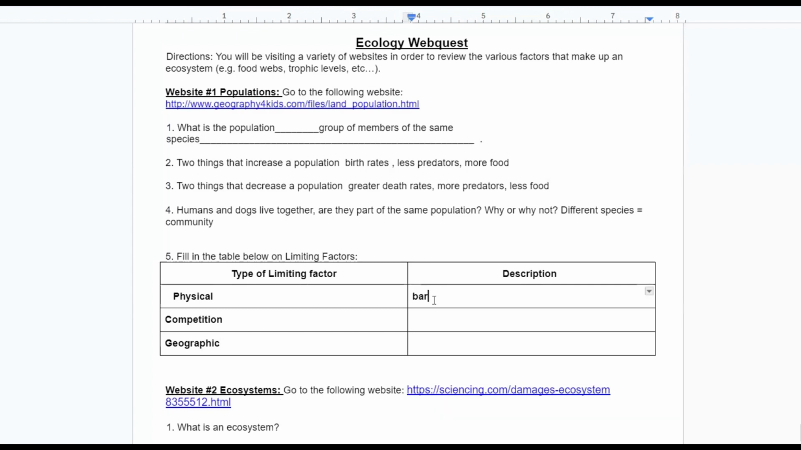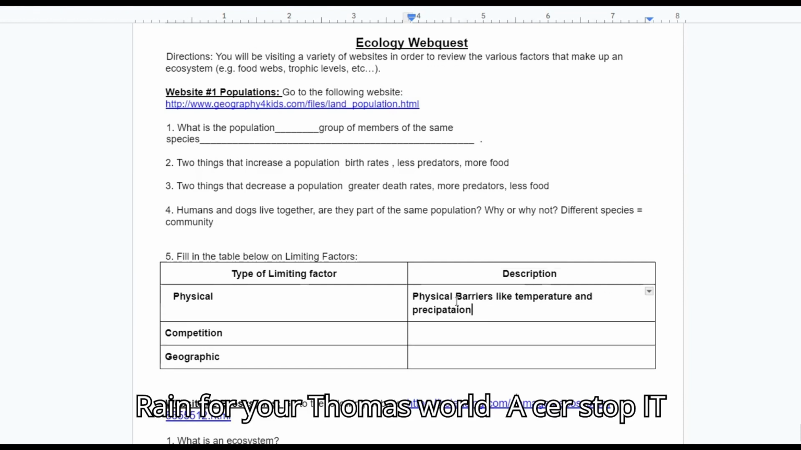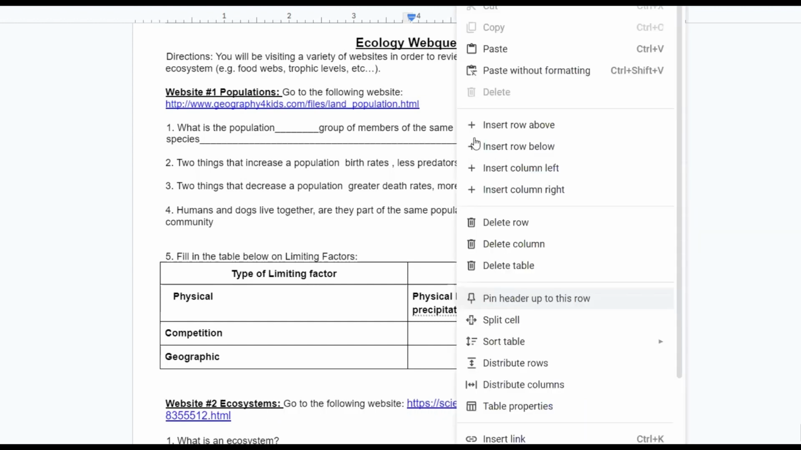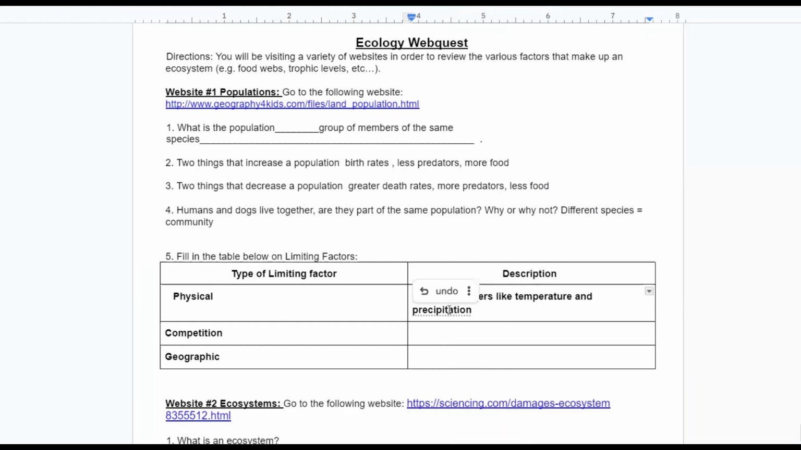Okay. Physical barriers, like heat. Actually, they should say temperature and precipitation. Getting too little or too much rainfall, you have problems as well. Let's see if I spelled that wrong. Yeah, I did. We'll just fix precipitation. Looks pretty decent.